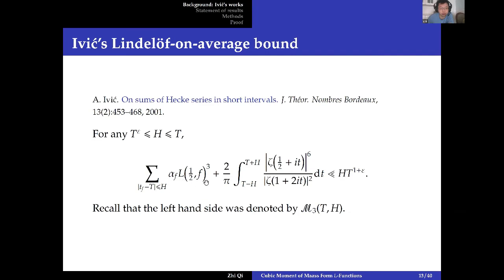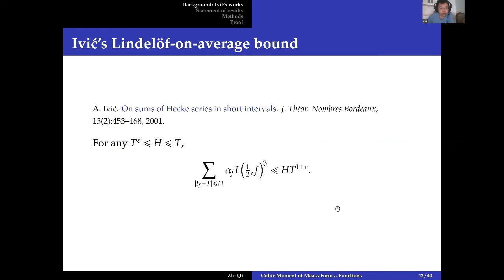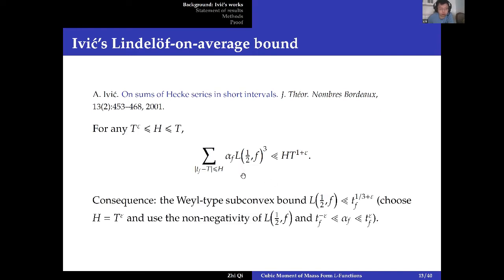If you take this L to be bounded by T to the epsilon, then you have this H times T to the 1 plus epsilon. And then you can ignore the Eisenstein contribution. This is always non-negative. And then you have this upper bound for Maass L-functions. And also we know that it's non-negative. So a simple consequence is the Weyl-type subconvex bound. This is a well-known result of Ivic.